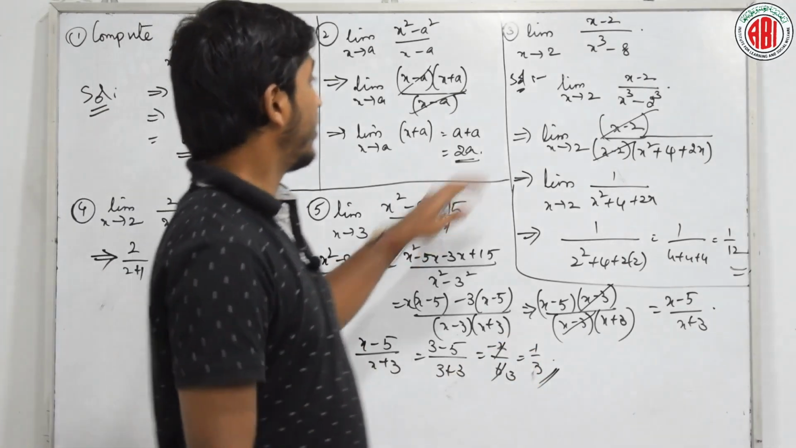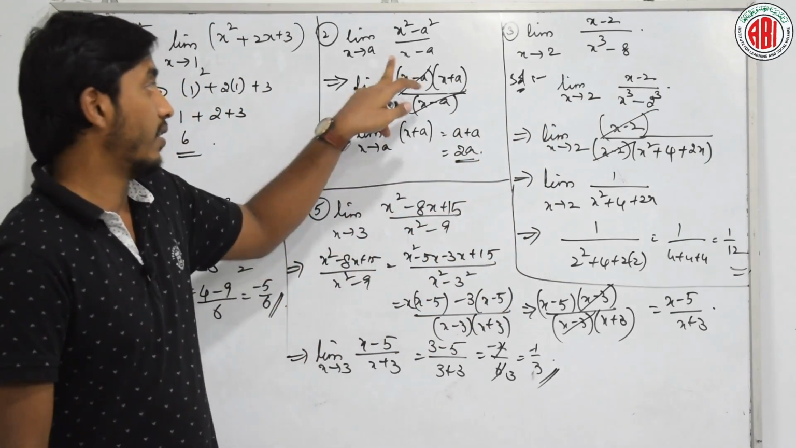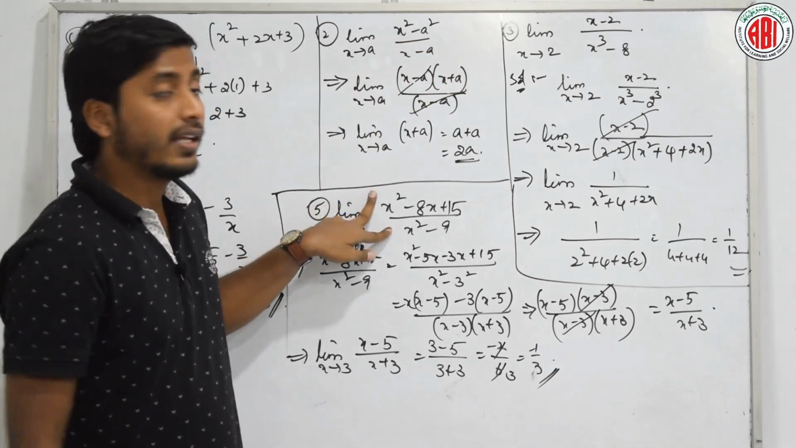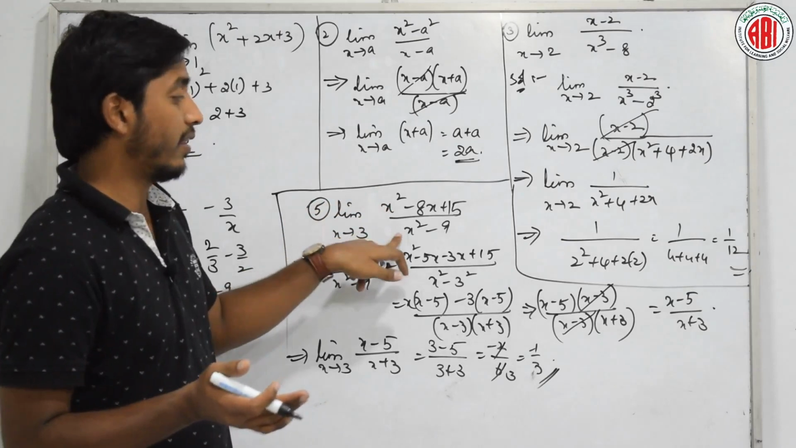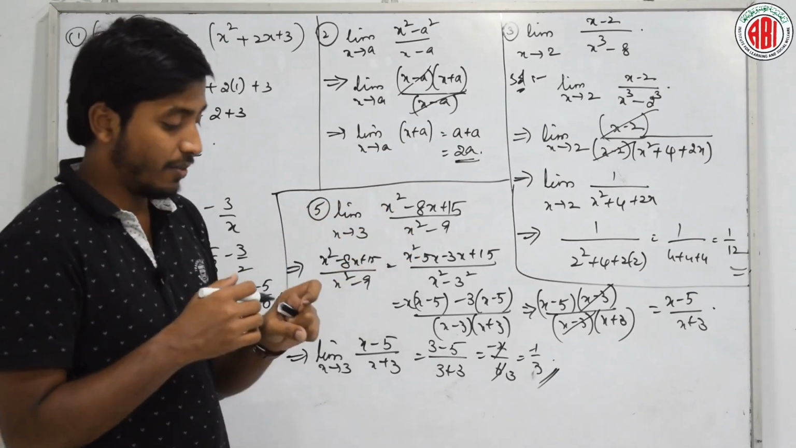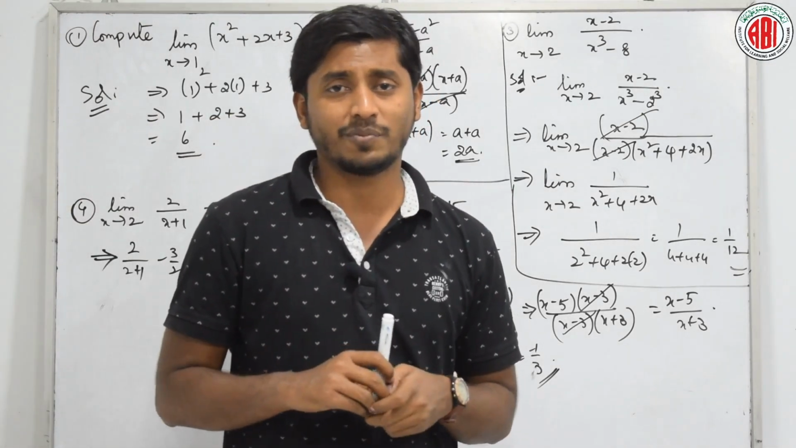What is the difference between these sums and these two sums? That is, only the numerator was different, either the numerator or the denominator. Here we have the problem with both the numerator and the denominator. We have simplified the numerator and also the denominator. We found the factors for the numerator and the denominator. Is it clear? Did you understand? Shall we move on to the next problems?